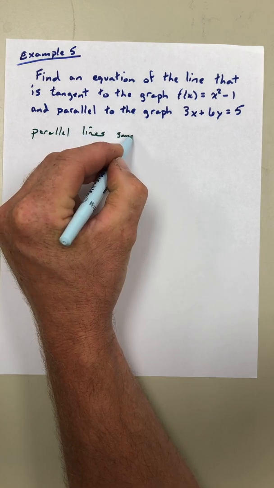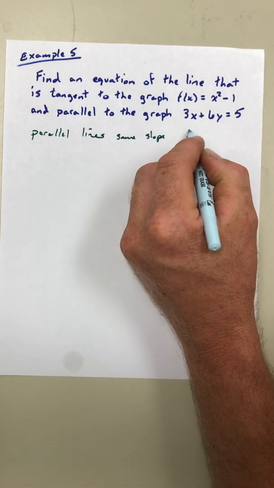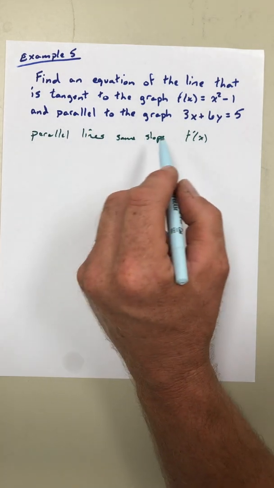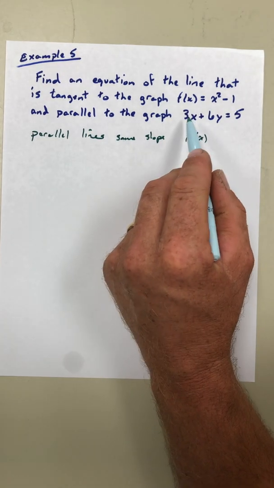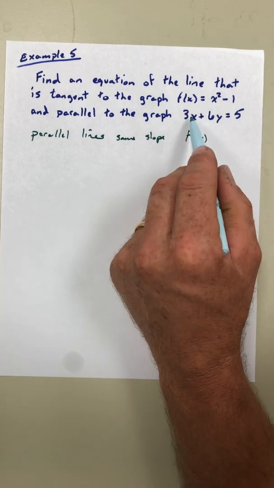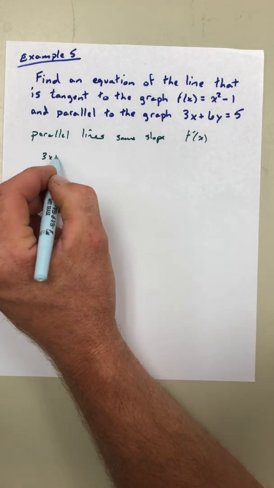So I'm going to write that down, same slope. And tangent, I know if I want to find the equation of the tangent line, the slope, I've got to find the derivative. So I'm going to have to find f prime of x as well. All right, well, can we find the slope of the line given by the equation 3x plus 6y equals 5? So I'm going to go ahead and start there.